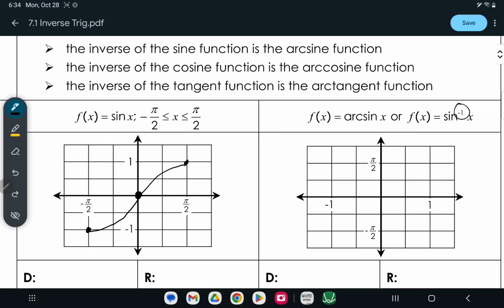And so arc sine, or sine to the negative 1, I mean that inverse here, we just switch the inputs and outputs. So it's still going to be at 0, 0. But this time, instead of the points negative pi over 2, negative 1, and pi over 2, 1, we switch them. So we have 1, pi over 2, and negative 1, negative pi over 2. So it almost looks the same. Almost.